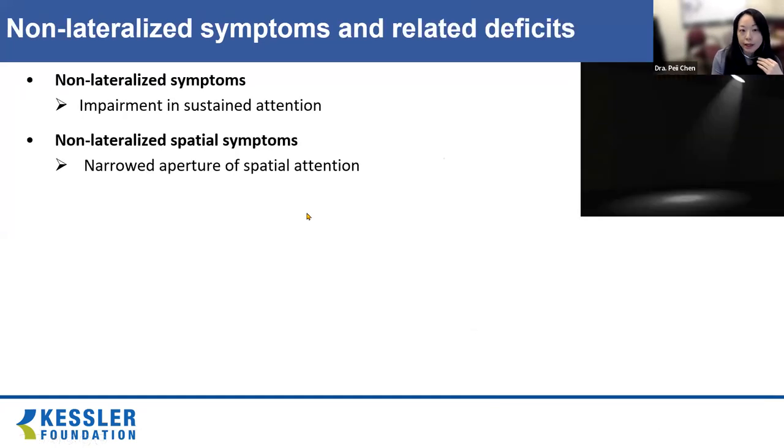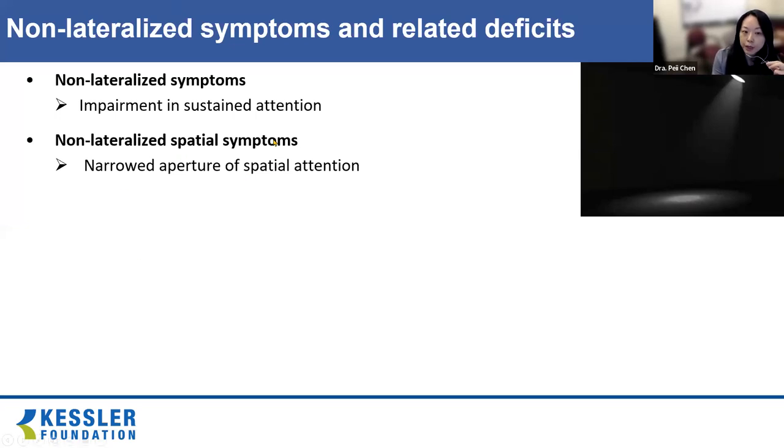There are also non-lateralized symptoms and related deficits in spatial neglect. One non-lateralized symptom is impairment in sustained attention. As I mentioned, spatial neglect is caused by damage in the attention neural network. The attention neural network governs many different kinds of attention functions, not just spatial processing functions. It also governs sustained attention. So these patients have difficulty staying in the moment. They are easily distracted.